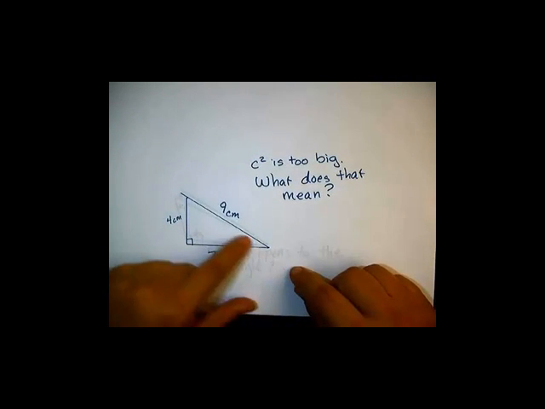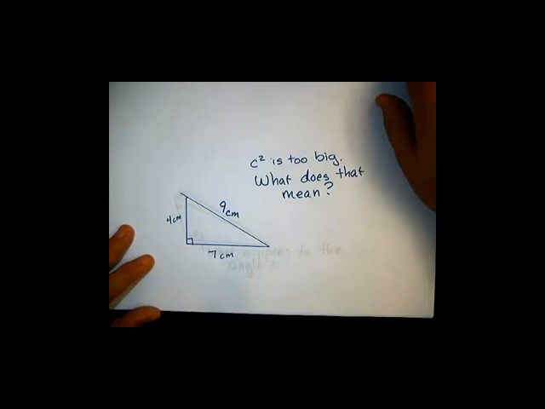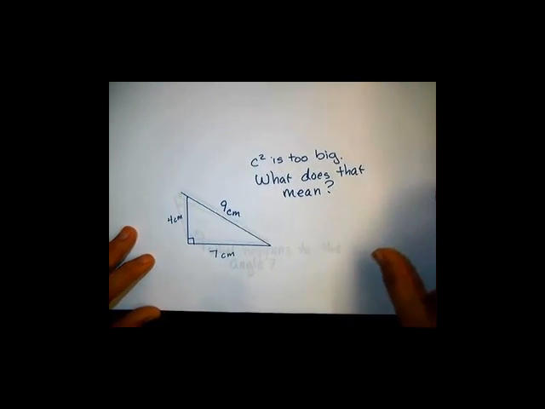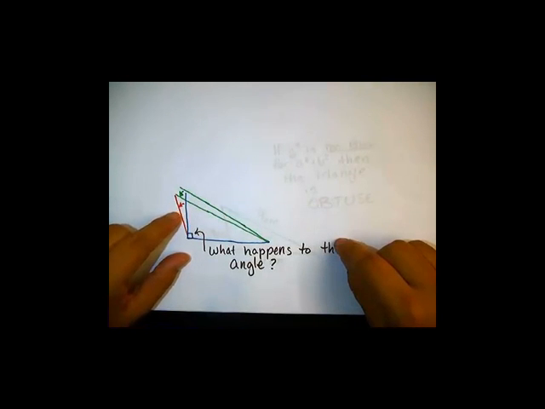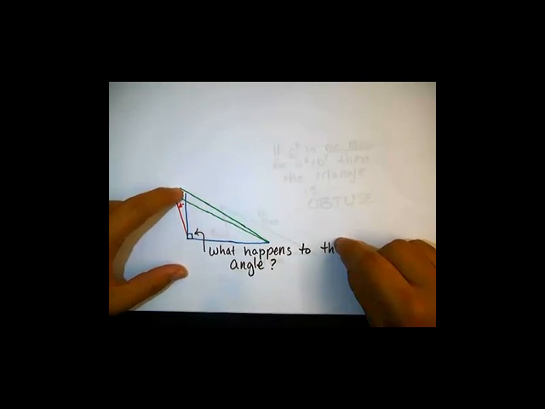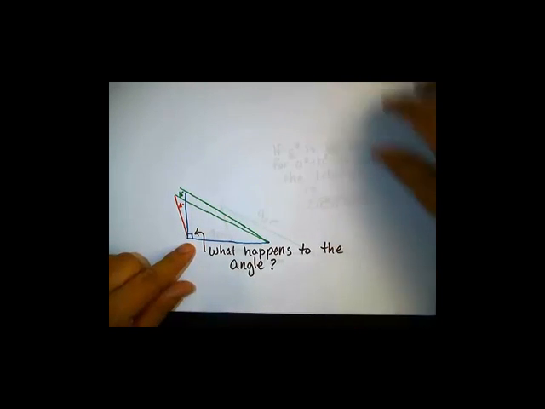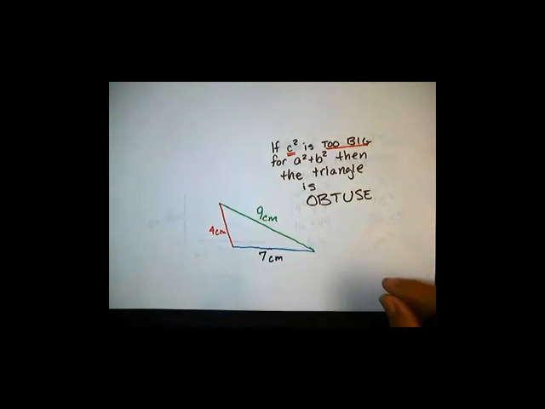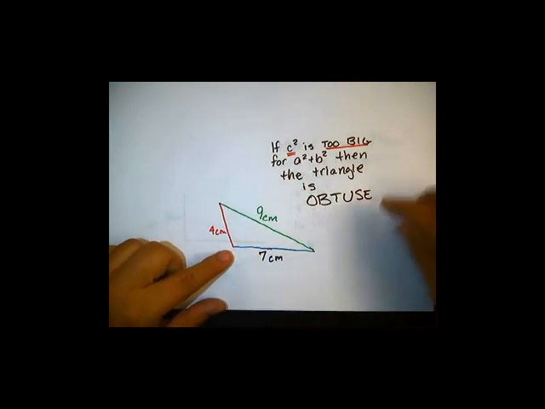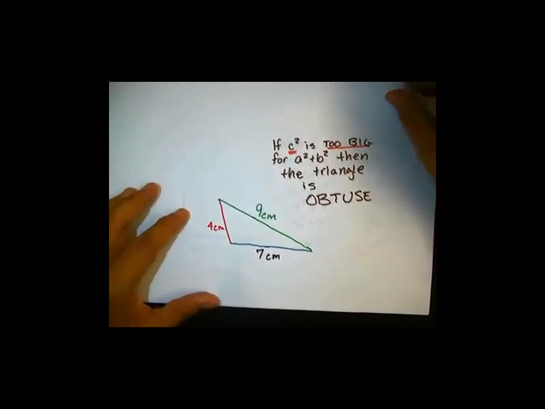Well, if I were to put the side here, it would literally be too big. It would hang out over the 4 centimeter side. So if I'm still going to make a triangle out of it, I know I can't make a right triangle. What can I do? Well, I could tilt out the 4 centimeter side, and I could tilt down the 9 centimeter side. What happens to the angle when I do that? Well, I went from a 90-degree angle to a larger angle, so my triangle's obtuse.